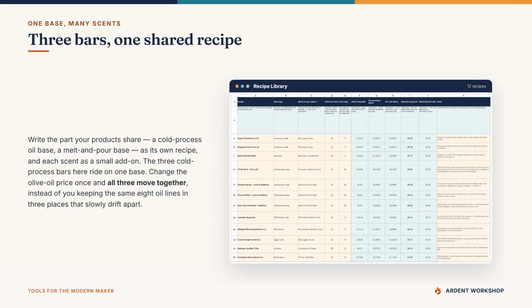Products can also share a base. Write the cold process oil base once, write each scent as a small add-on, and 3 bars ride on one recipe. Change the olive oil price a single time and all 3 reprice together, instead of you keeping the same 8 oil lines in 3 places that slowly drift apart.